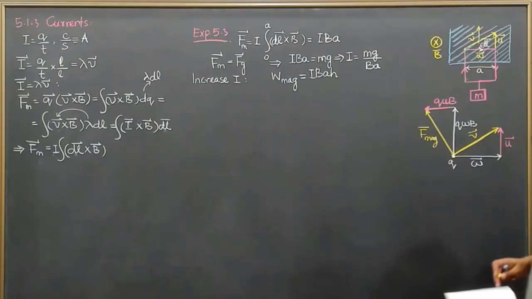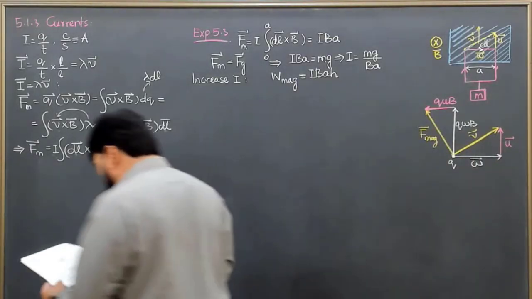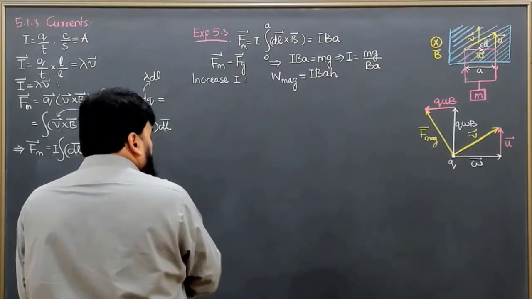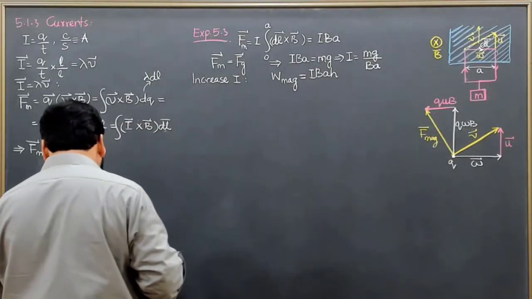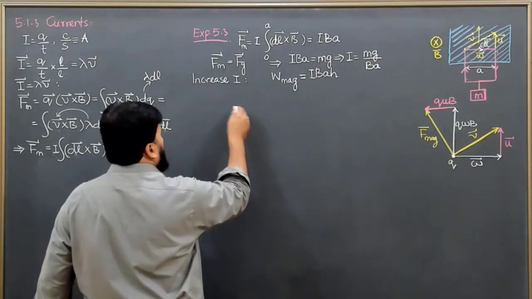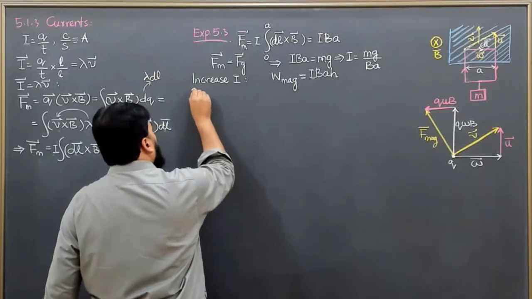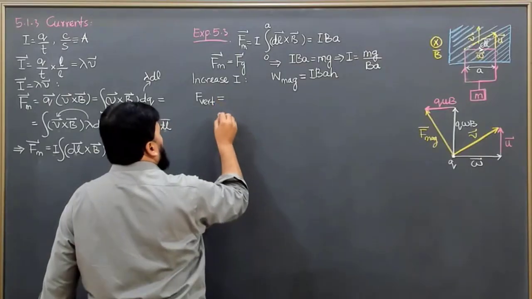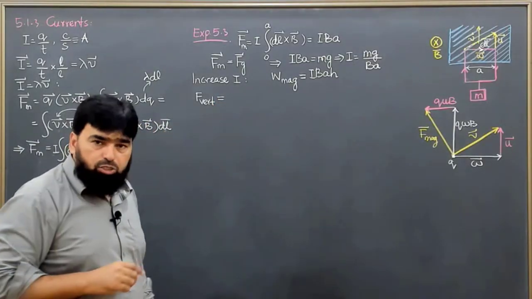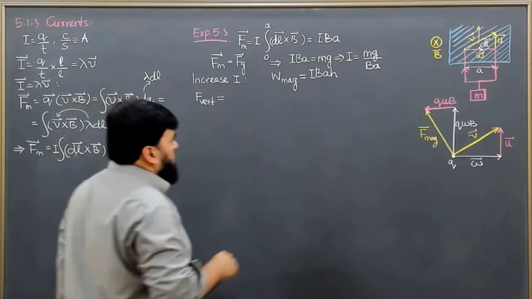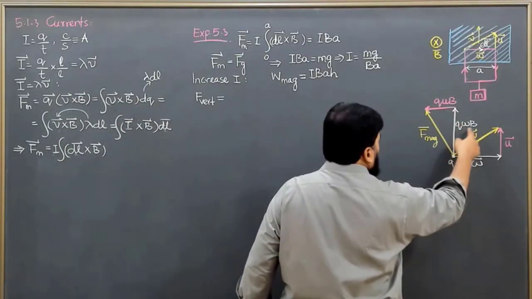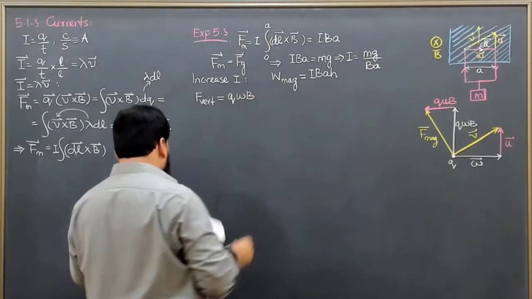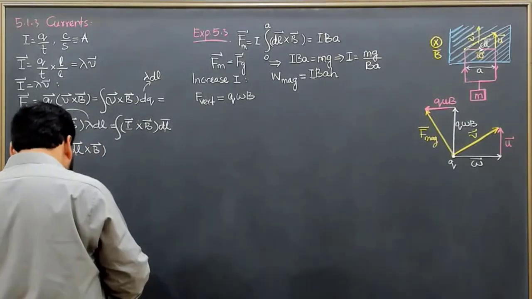So we will have to calculate the rest of the things now. What is the vertical force here? The vertical force is Q times velocity times B. So this is the vertical force, which is QWB.